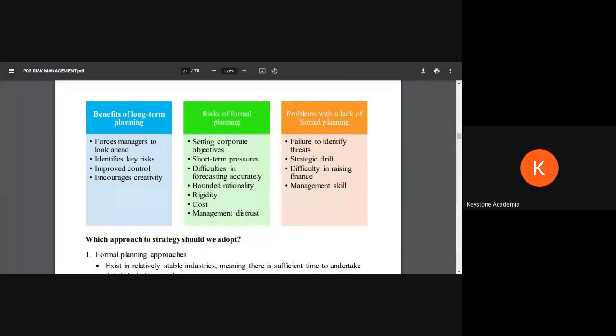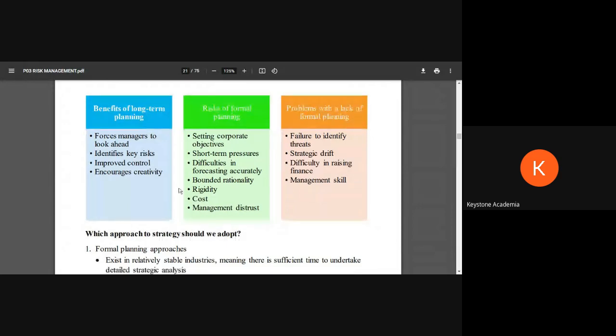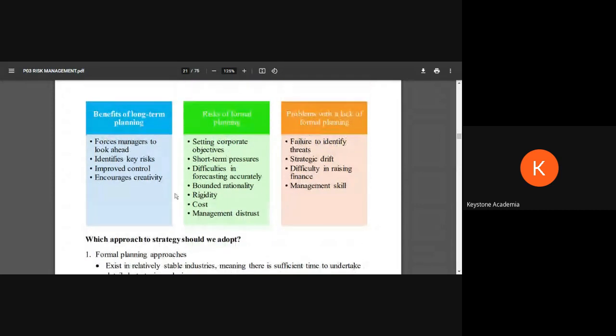Whereas if we go with the problems, failure to identify threats can happen. This is just the opposite. Let's say we don't do long-term planning, especially if you see startups, small and medium companies, family businesses, they don't do very long-term planning. So first is failure to identify threats, or failure to identify risk also we can say. Strategic drift can happen, wherever they feel, okay, there is a profitable venture, let's go for that. Then difficulty in raising finance. What is an advantage here might become a disadvantage here.